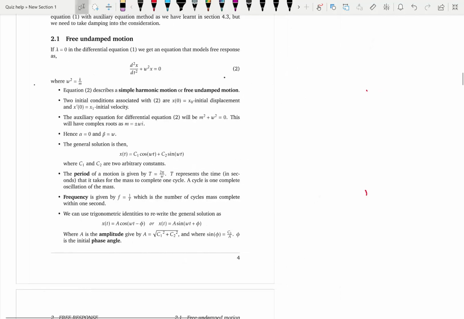When we use the auxiliary equation method, the auxiliary equation we get is, well, now pause the video and try to come up with the auxiliary equation by yourself. We have done this in section 4.3. So it's going to be m square plus w square is equal to 0, because we assume x, the dependent variable, to be e to the mt.